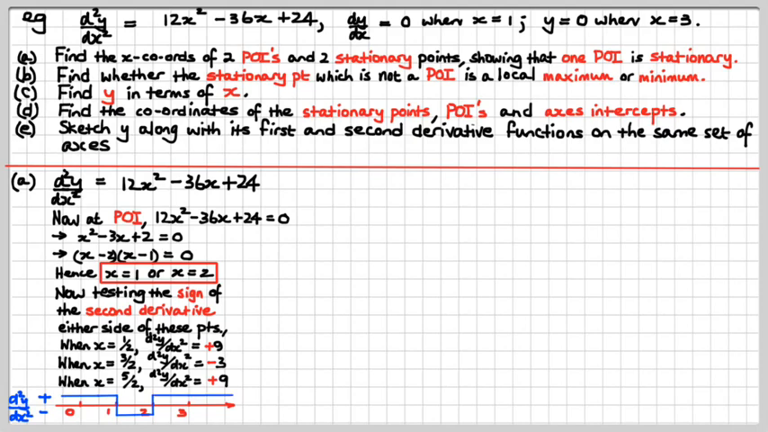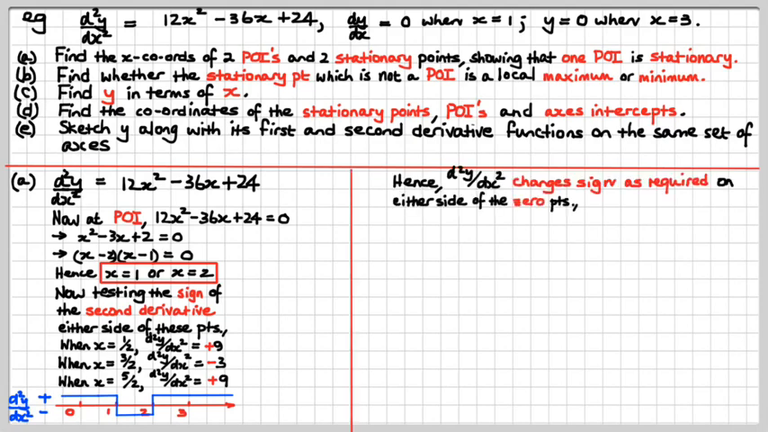So look, it qualifies, guys. It's changing from plus to minus through 0, through being 0 where x is 1, and then it's going back from minus to plus through 0 at x equals 2. So it definitely changes sign at 0 points, therefore they're POIs. No problem. So x is 1 and x is 2 are POIs. Okay, that's that bit done.